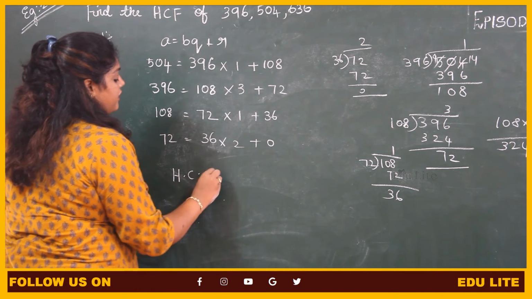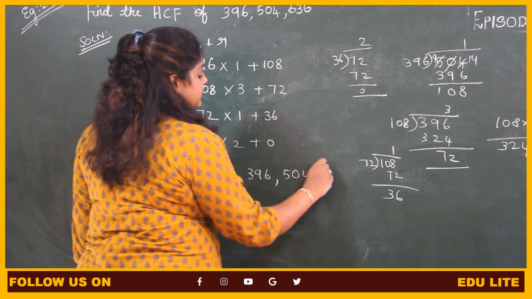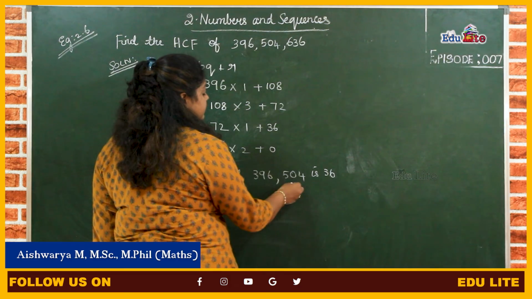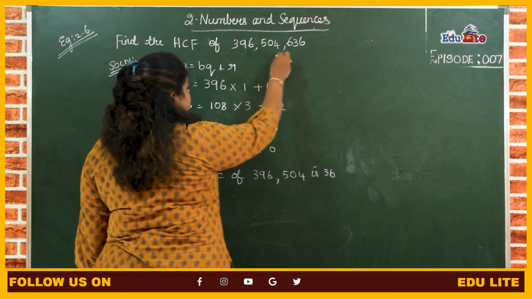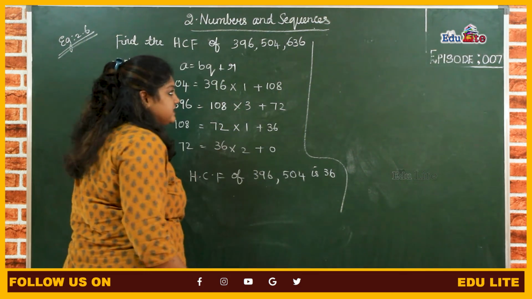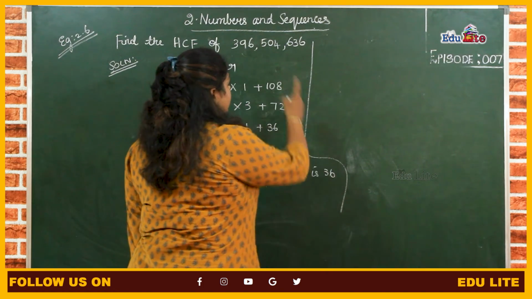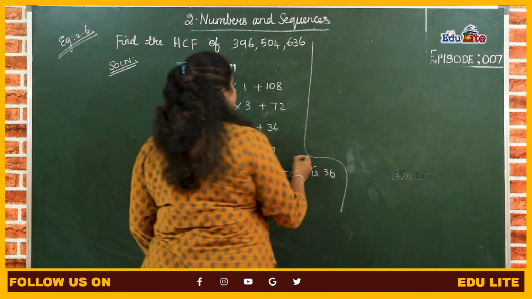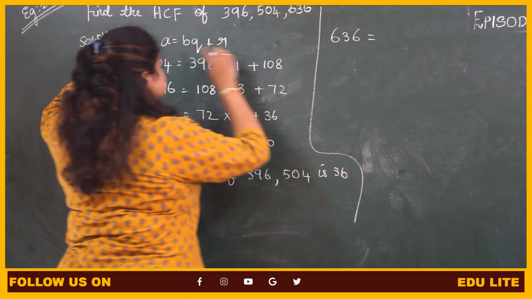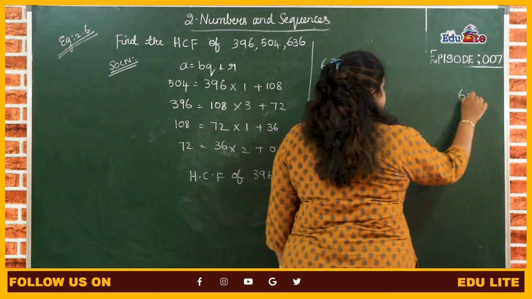So HCF of 396 and 504 is 36. Next, we found the highest common factor only for the first 2 terms among the 3 terms. Now we have to find the HCF between 36 and 636, which will give us the HCF of all the 3 numbers. Among 36 and 636, 636 is the largest number. So we are going to consider the value of A as 636, and the value of B as 36. We have to find Q and R.